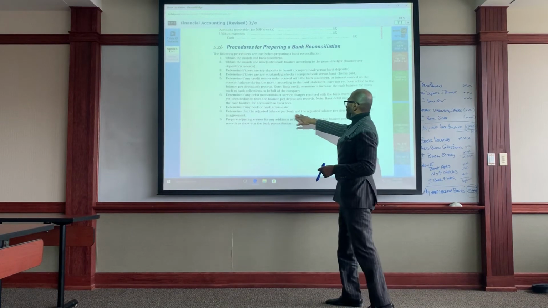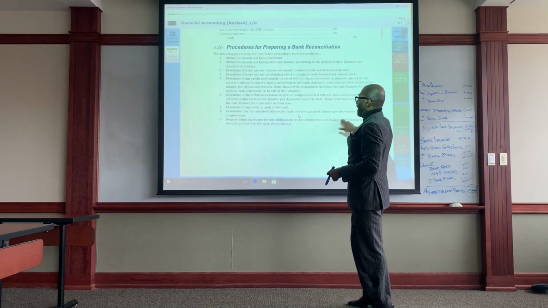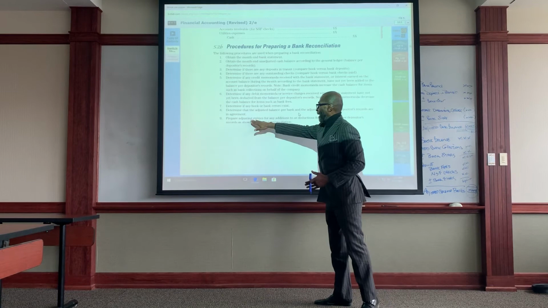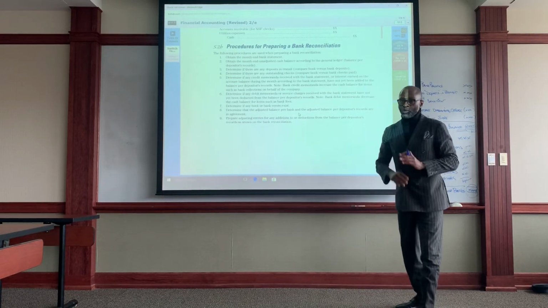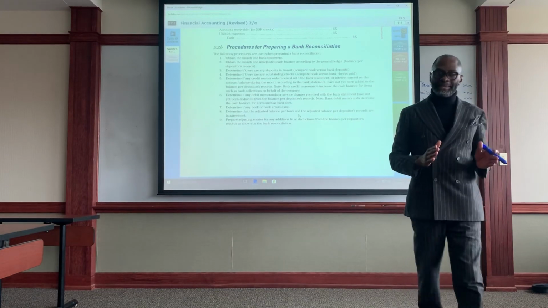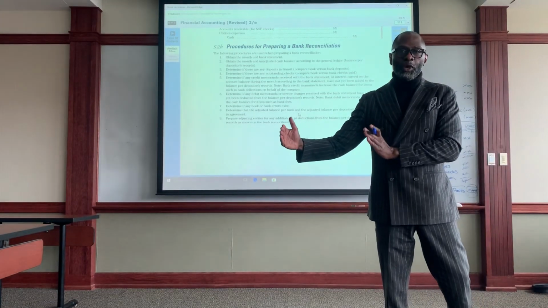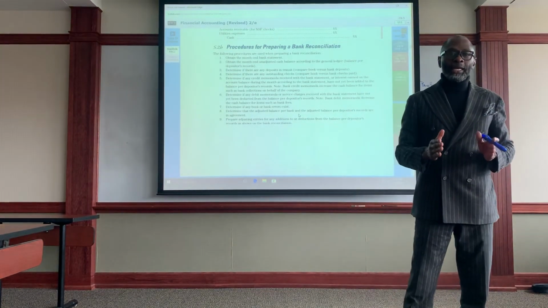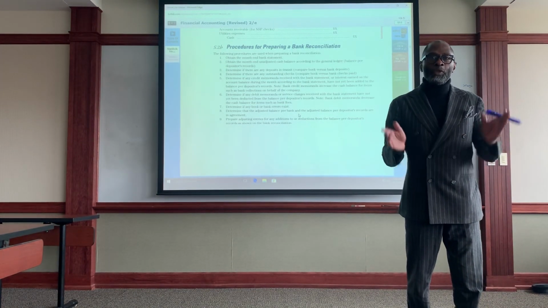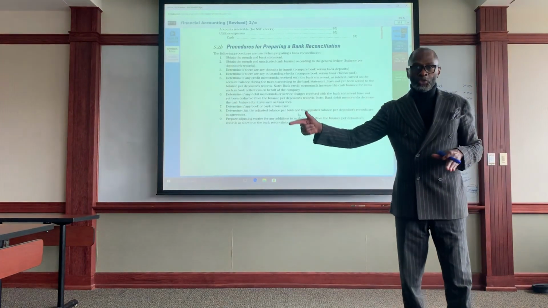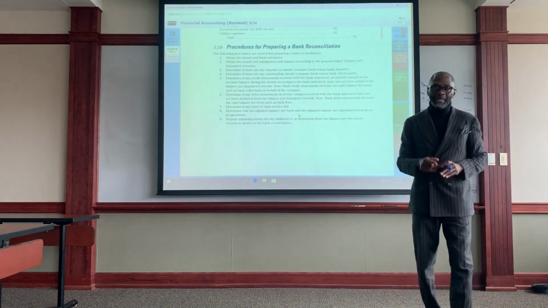Determine the adjusted bank balance and the adjusted book balance. Make sure they're in agreement. And then prepare adjusting entries for who? The books. You do not need adjusting entries on the bank statement because the bank would have already recorded it. You do need adjusting entries on anything that you made changes to on the books based on what was on the bank statement. More to come, an example to follow.